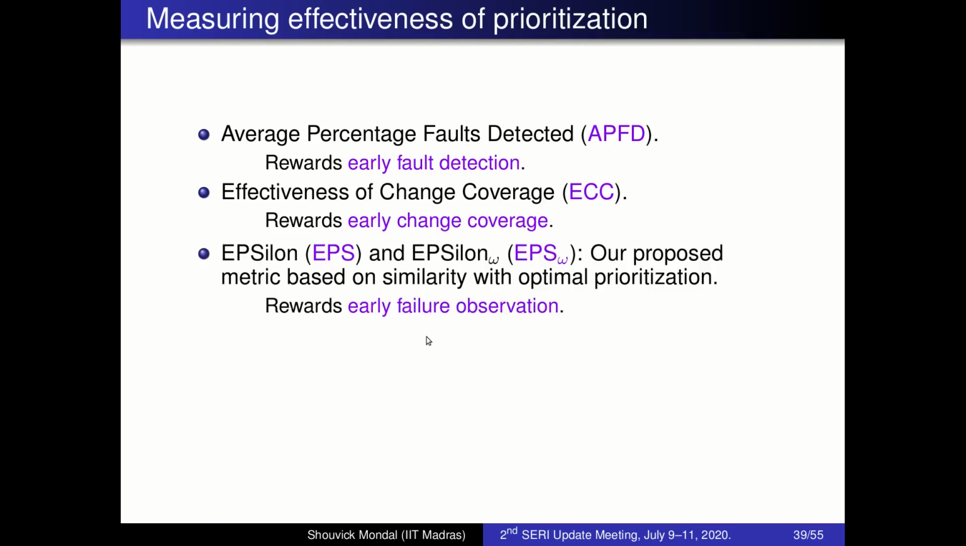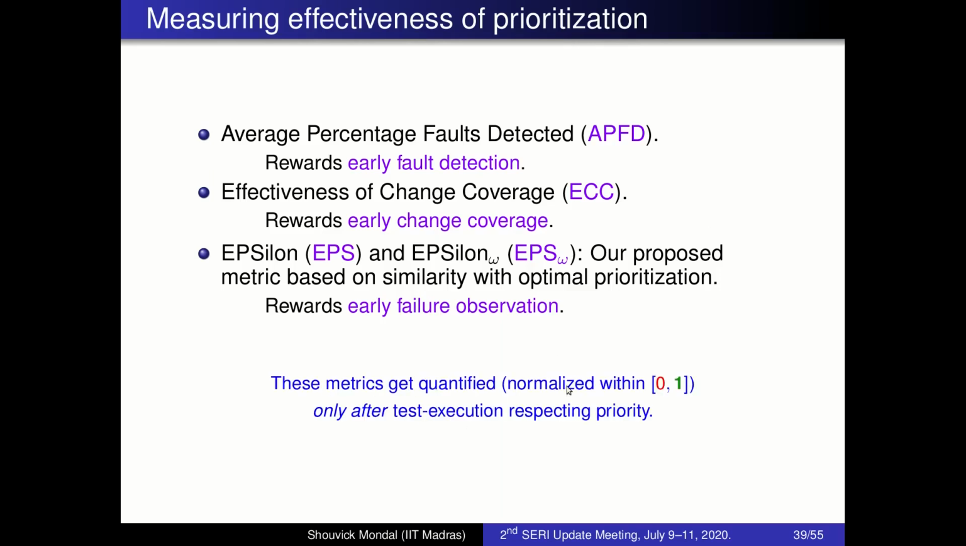And we propose the metric EPS and EPS omega. Omega is the parallelization window. Our proposed metric is based on similarity with optimal prioritizations. It rewards early failure observation as opposed to faults, because the knowledge is not available at that time. So these are normalized within 0 to 1. 0 means not that fruitful and 1 is a fruitful prioritization.